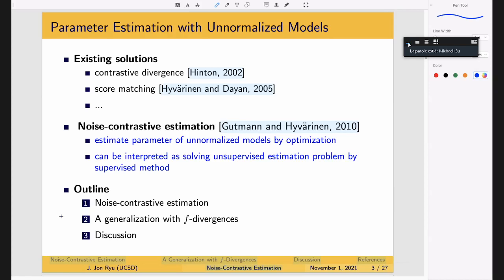Yeah, I came in a bit late, so sorry if I missed this, but what does it mean for the model to be unnormalized and why is that important?